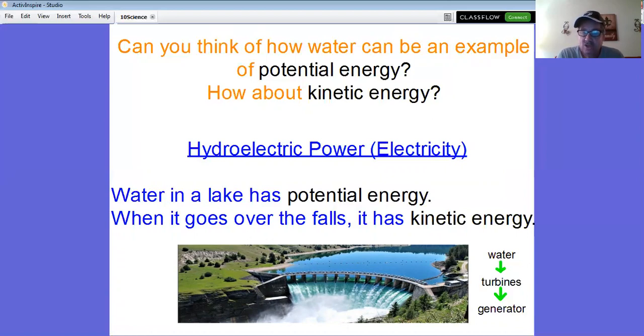When the water goes over the falls, as is pictured here, it now has kinetic energy. As that water is falling, it moves special equipment called turbines. And as those turbines are spinning, they then cause a generator to spin. And that spinning in motion creates electricity. So hydroelectric power is one source of electricity.